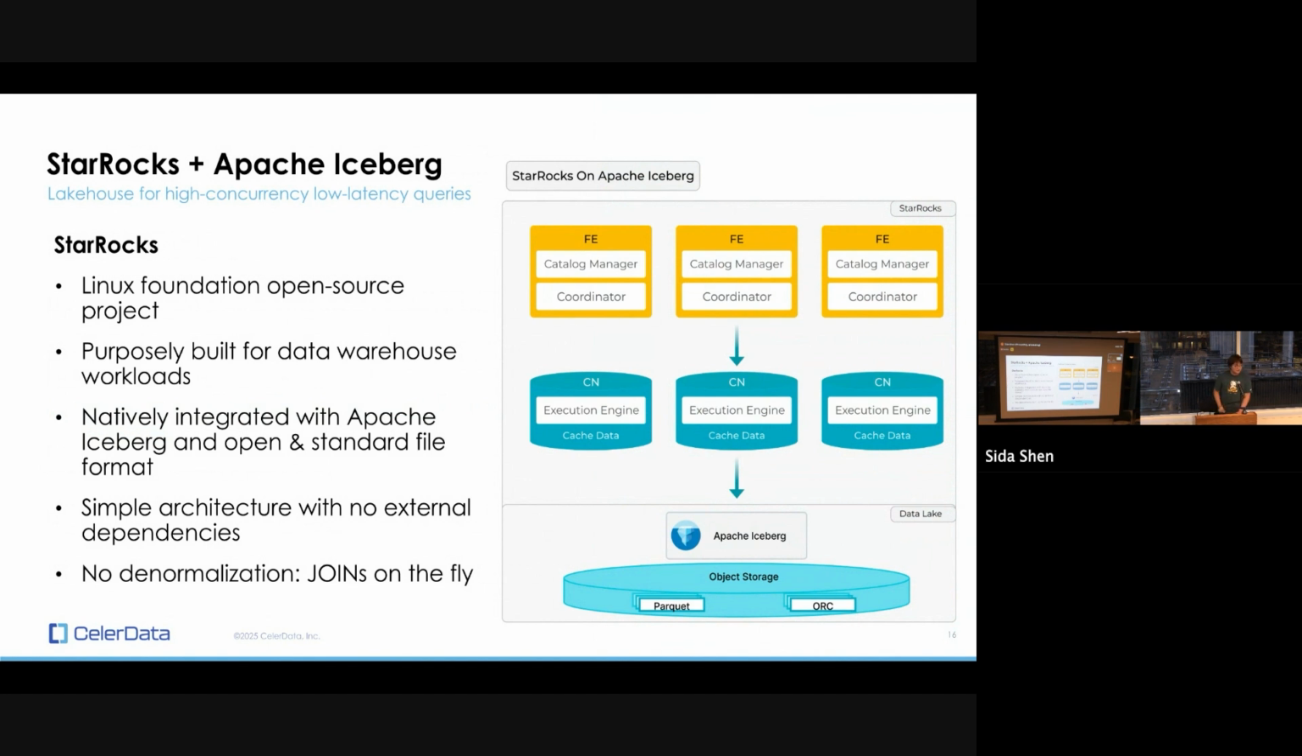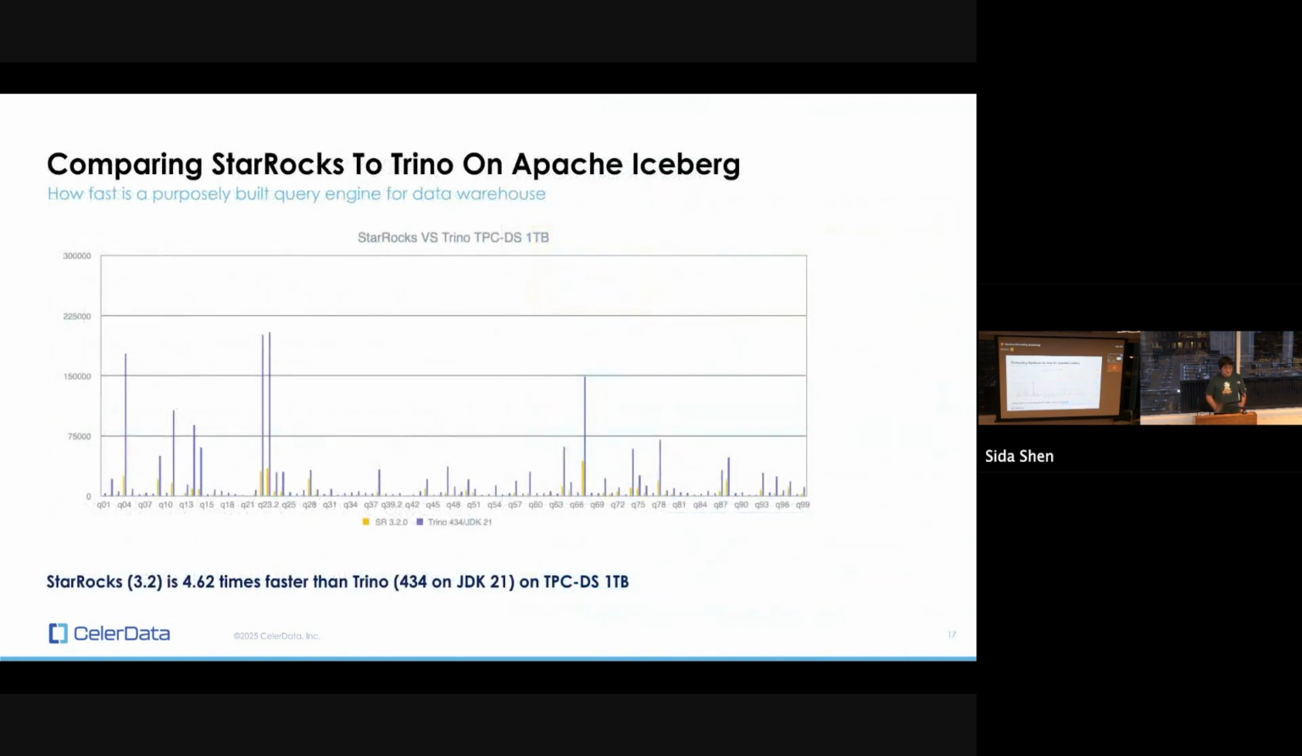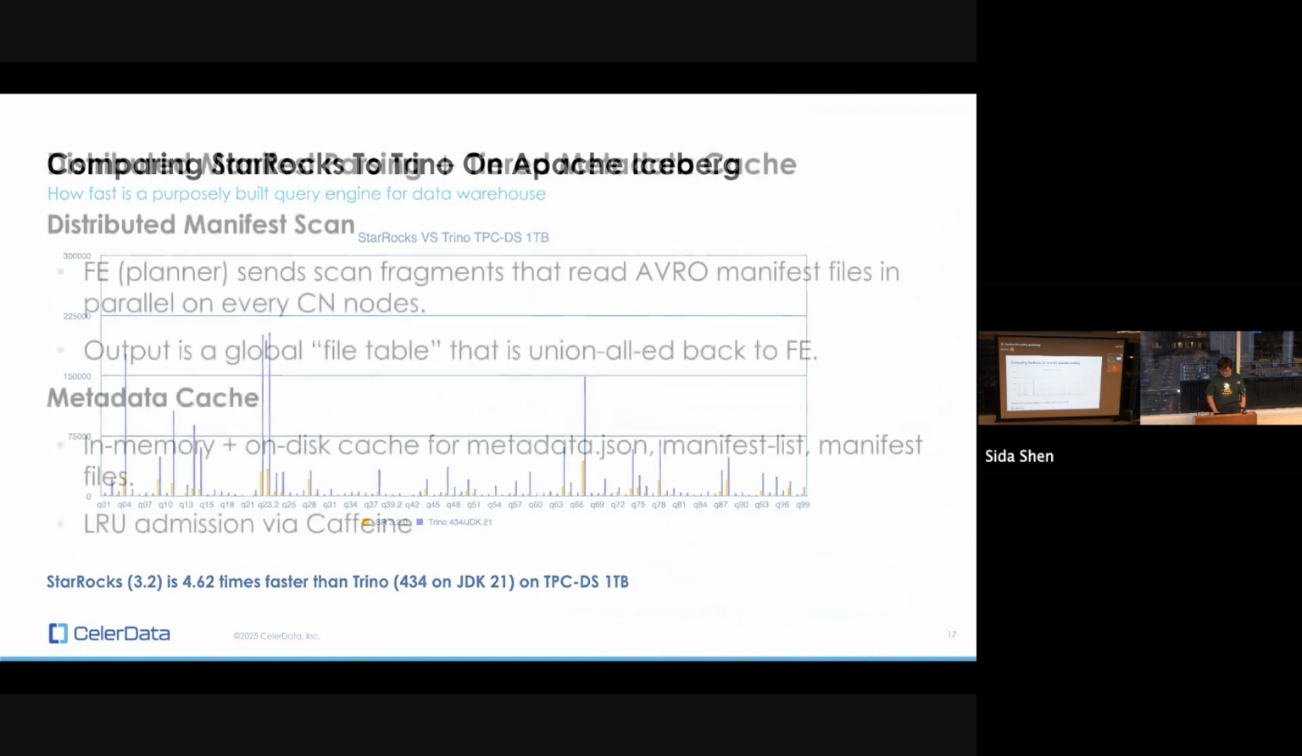Also with StarRocks, you don't have to do denormalization because we've gone through all of the miles to actually make joins fast enough to run on the fly, so you don't have to do denormalization for all of your data, right? And just to take a look at the performance first, StarRocks versus Trino on TPCDS 1 terabyte is around 4.6 times faster than Trino on TPCDS 1 terabyte. And this is even with Trino on JDK21, so supposedly it has that auto SIMD thing, right? And okay, so this is the performance.